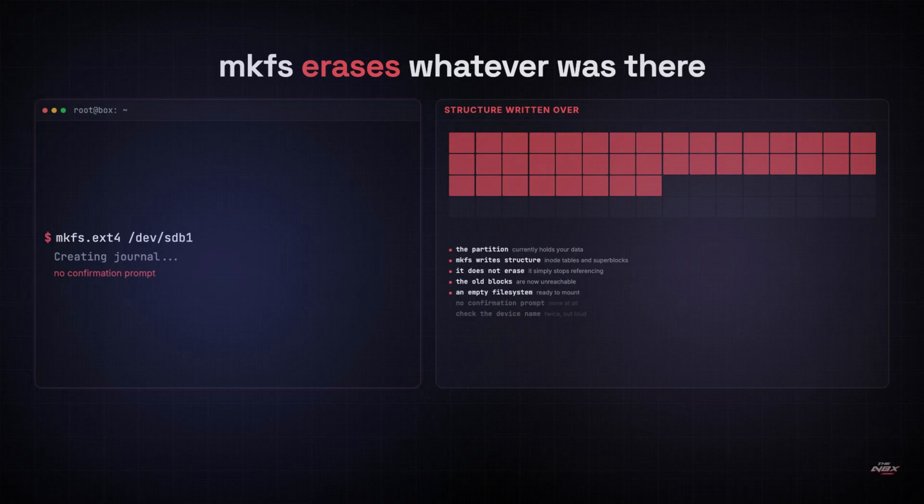And like most of this drawer, there's no confirmation prompt whatsoever. So read the device name twice before you press return. Read the device name out loud. Check it against lsblk, and only then press return.